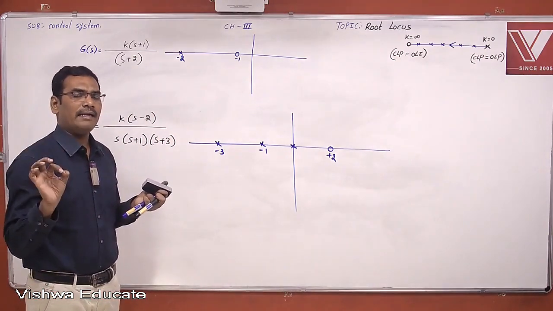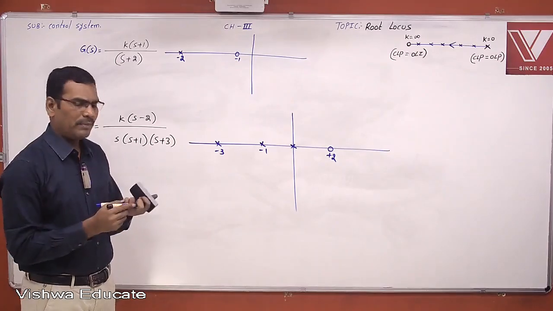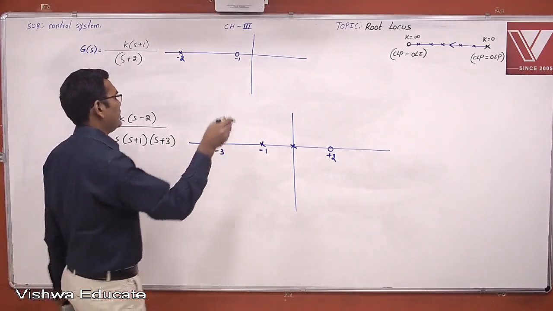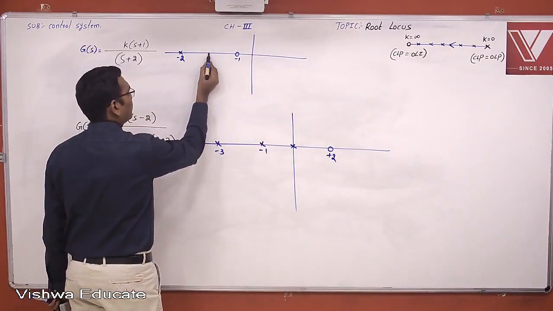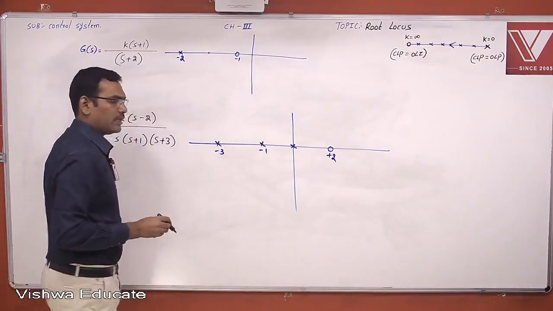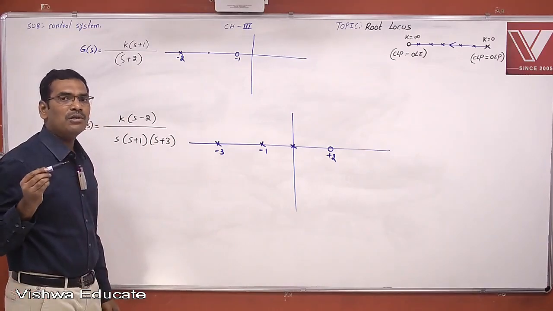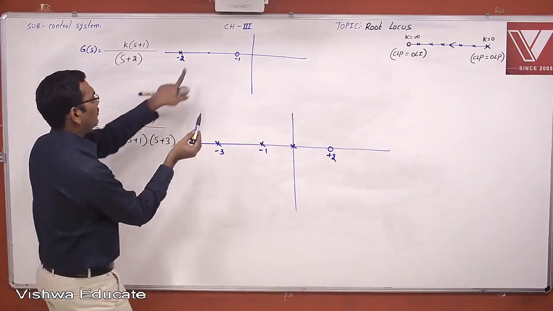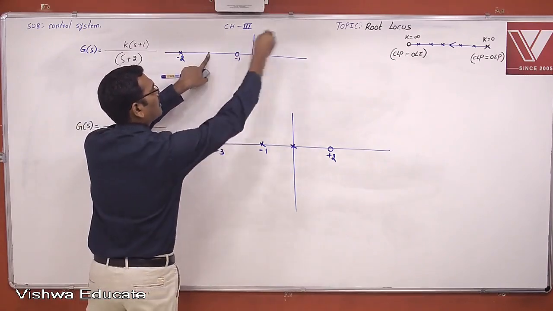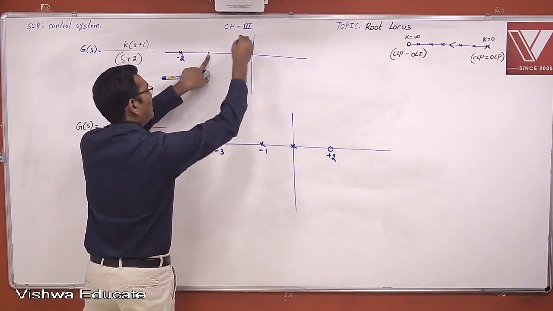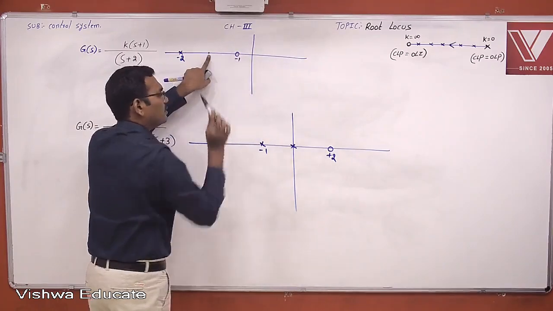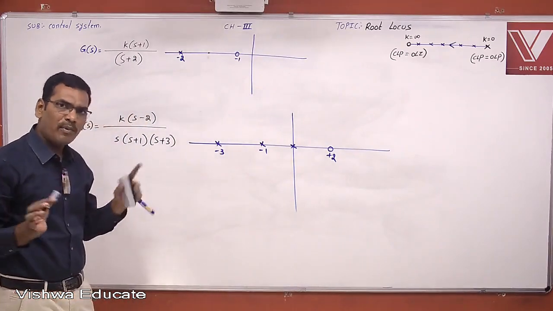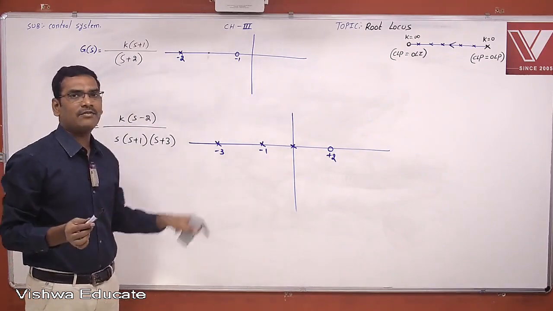Now the question is, identify a point on the real axis. Put a point anywhere on the real axis, positive or negative, the entire real axis. If I put a point here, this is a point. See the number of poles and zeros to the right hand side of this point. How many poles and zeros are to the right hand side of this point? Only one zero. Count all the poles and zeros to the right hand side of this particular point.